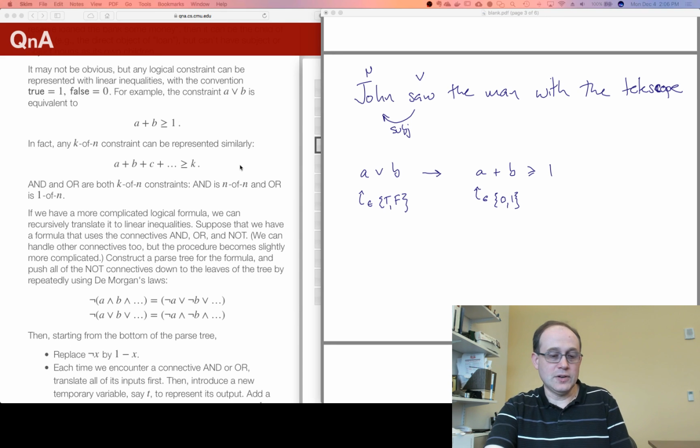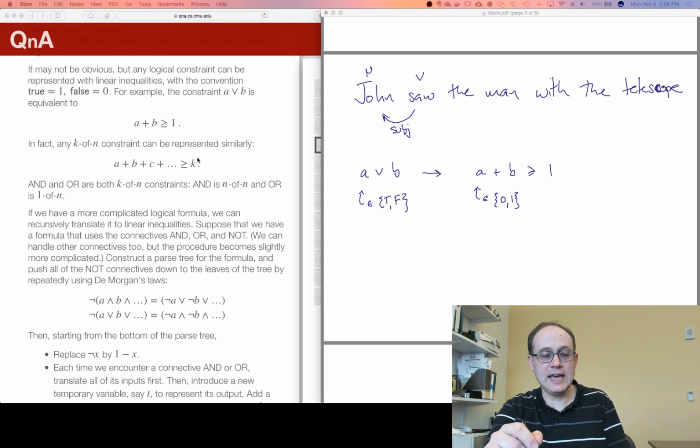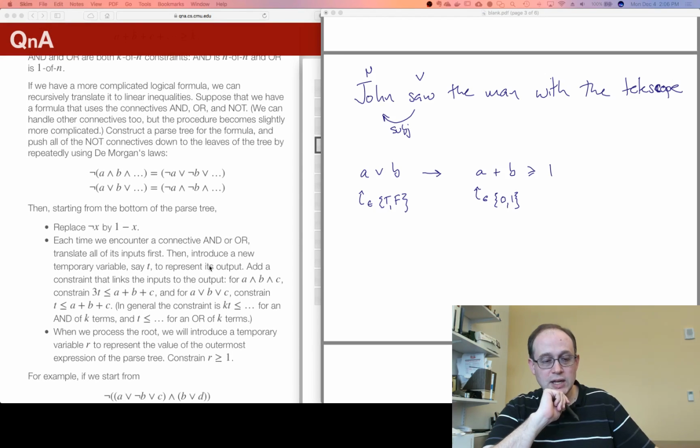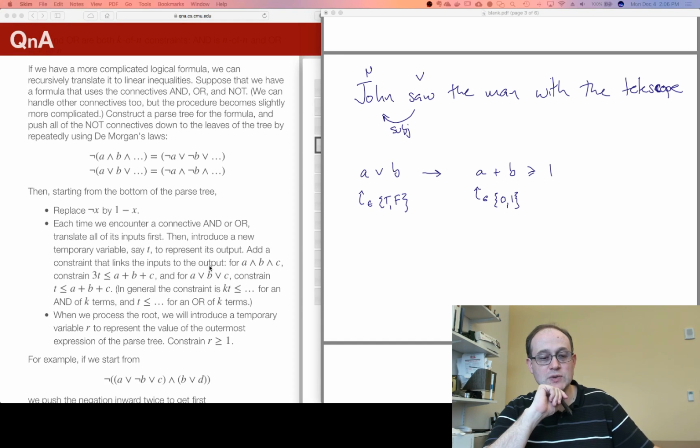And another, maybe slightly more complicated example is a k of n constraint, right? The constraint that a plus b plus c plus so forth, a list of n variables, is bigger than or equal to k says that you have to set at least k of those variables to be true. And is an n of n constraint, and or is a 1 of n constraint, and there's a whole bunch of different k of n constraints in between. But you can take pretty much any logical formula and recursively translate it to a set of linear inequalities.